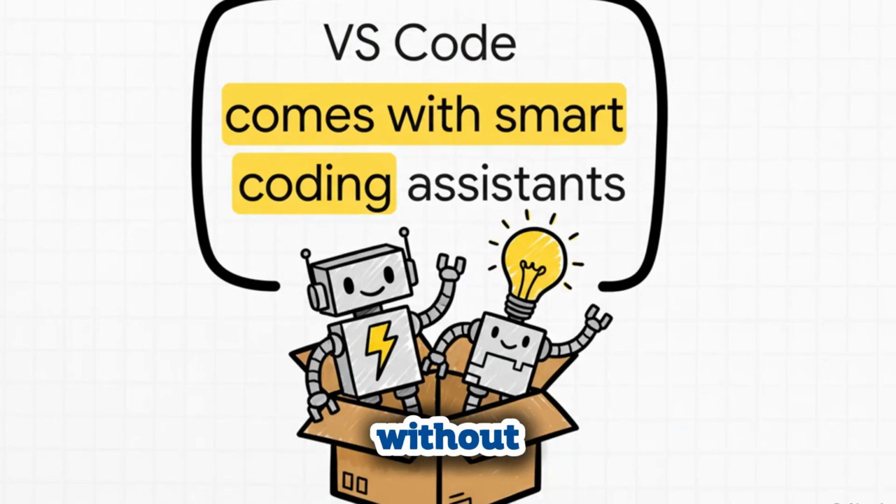Right out of the box, without installing a single thing, you get access to two incredible features, Emmet and IntelliSense. Think of them as your personal smart coding assistants. They're built to help you write code way faster by giving you shortcuts and intelligent suggestions as you type.